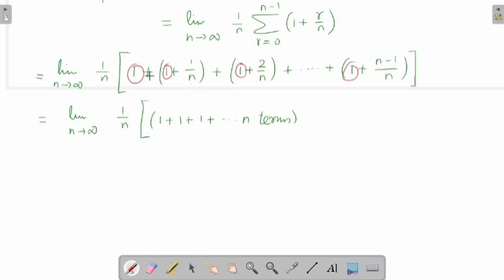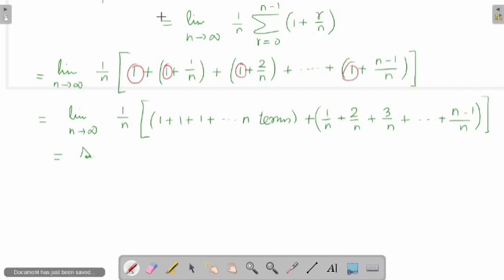Now we have the leftover part. The leftover is plus 1 by n, plus next we have 2 by n, plus similarly next we will have 3 by n, and this continues till n minus 1 by n. So we have limit n tends to infinity, 1 by n. Now you know how many ones are there here?